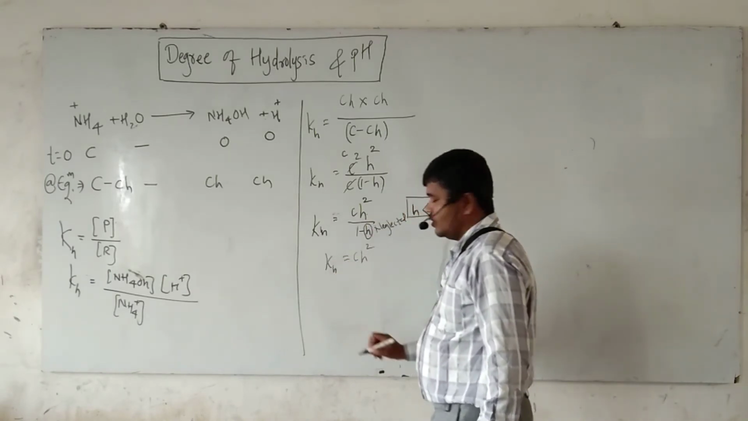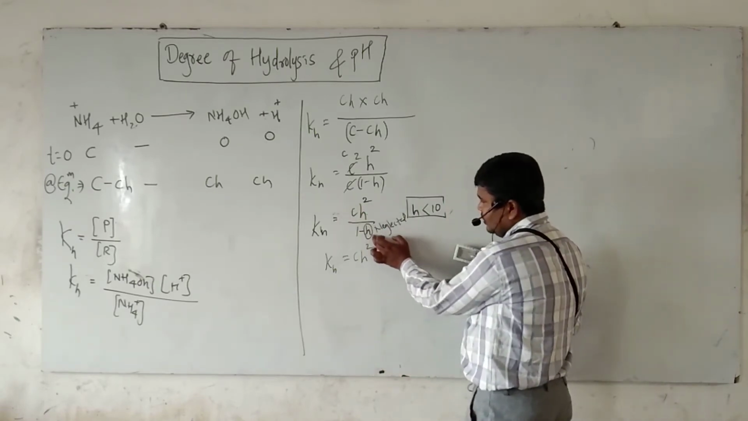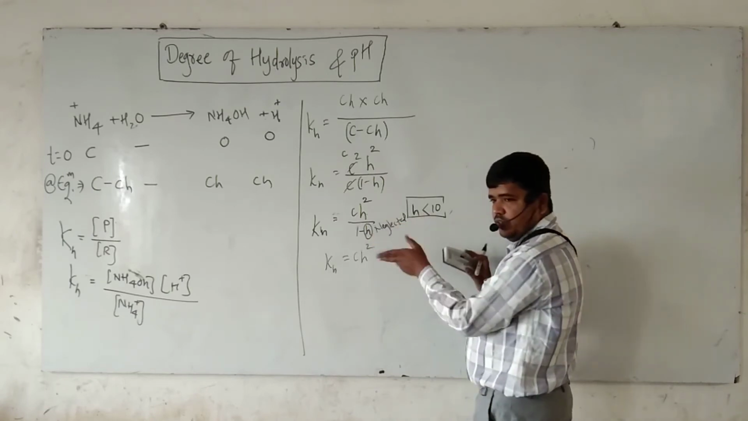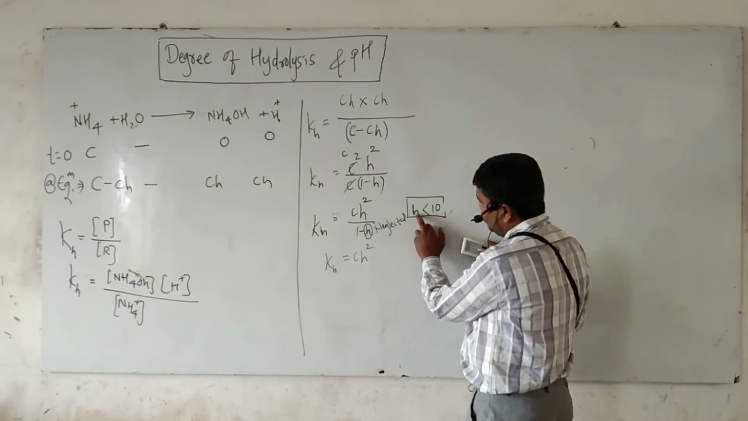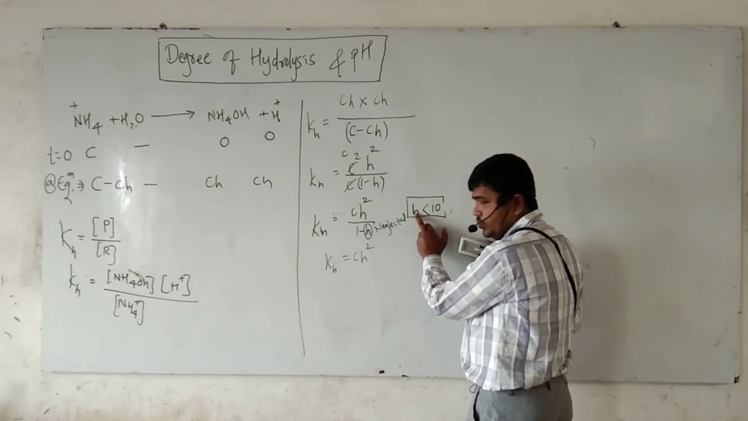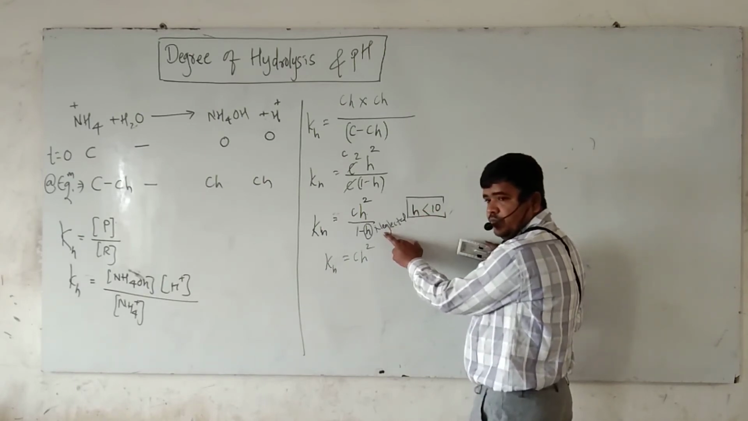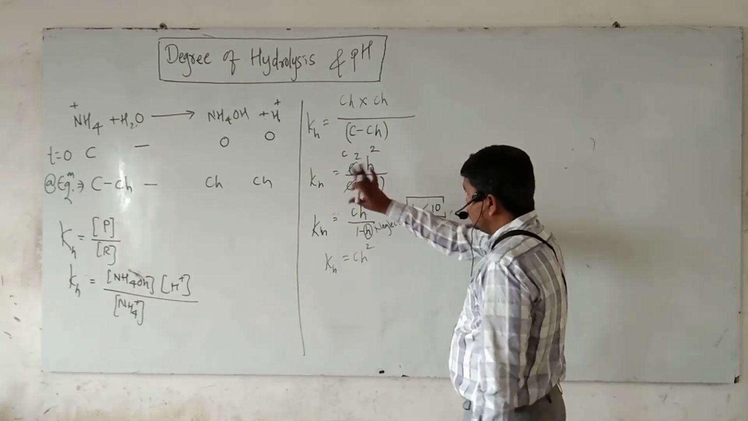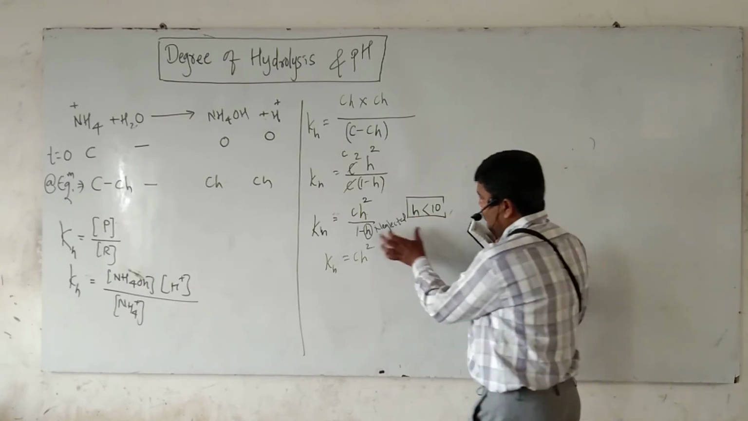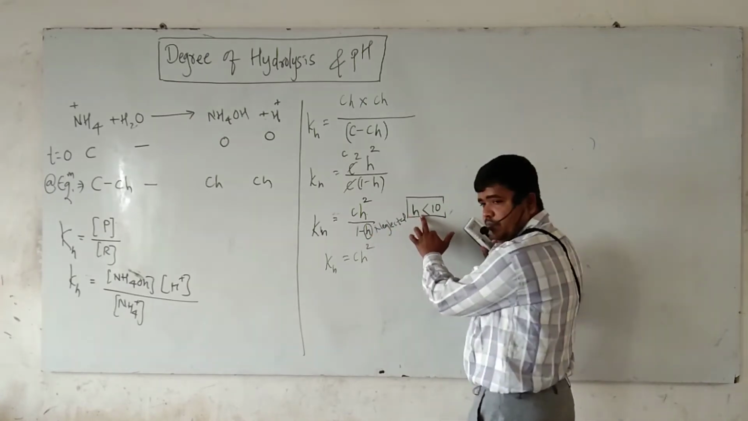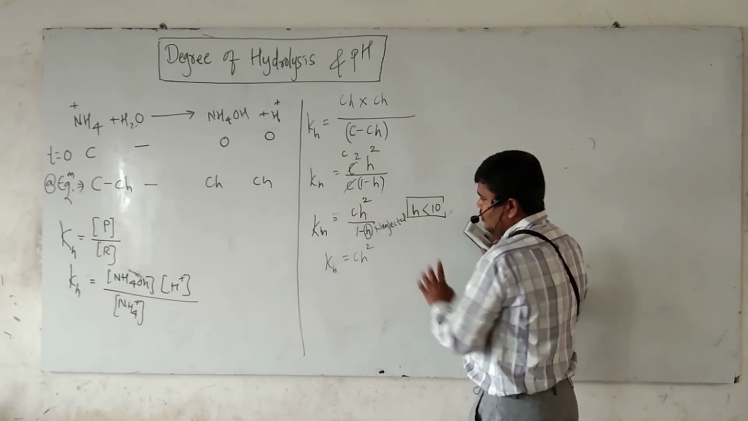So what is the equation? KH is equal to CH square. Now when to neglect H and when not, that we will discuss when we discuss problems. Simply you will have to remember the condition. If the value of H is less than 10, then and only then can we neglect H. Now consider for this reaction the value of H is less than 10, so we can neglect H. So KH is equal to CH square.